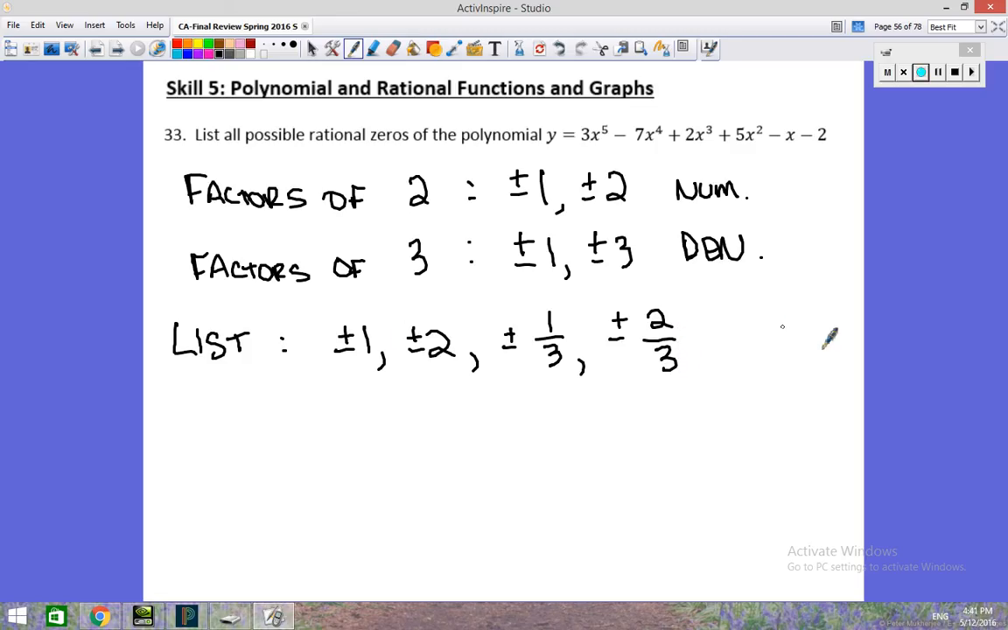So there's no guarantee that this graph even crosses the x-axis, but if it does, and if it's a rational number, it'll be one of these. So it's not a real powerful theorem because there are a lot of ifs, but it is pretty useful.